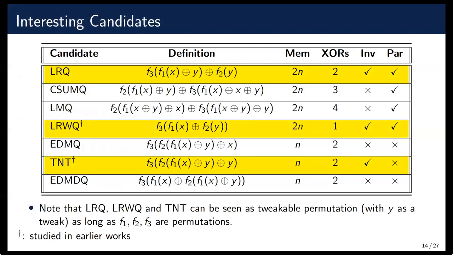So in this table, we can see the seven candidates that we identified. If you look more closely at the table, we see that LRQ, LRWQ, and ENT involve either the least amount of memory or the least amount of sources, and some of them can also be parallelized. Moreover, we know that this construction can be seen as a permutation if F1, F2, and F3 are permutations. So in the rest of the talk, we will concentrate on these three constructions and the quantum proofs on them.